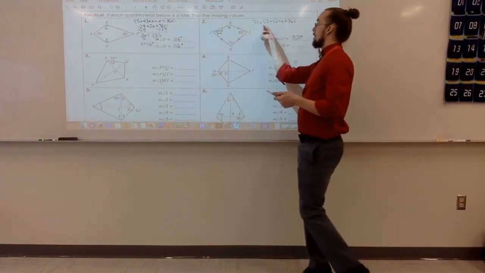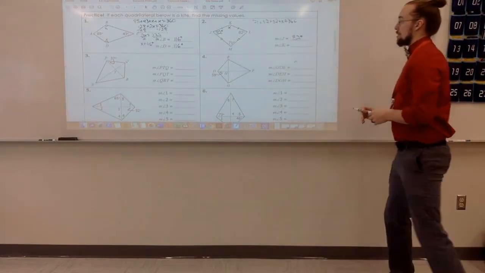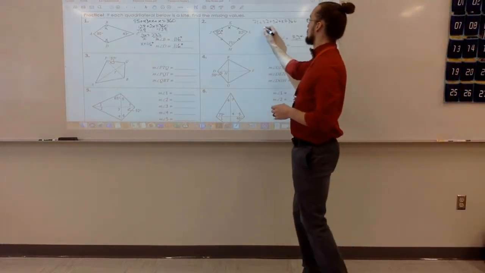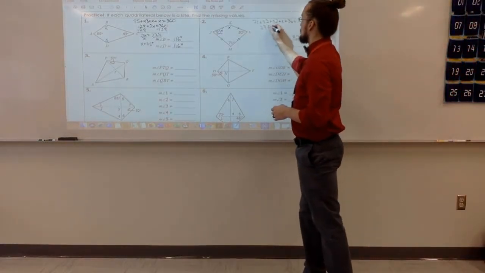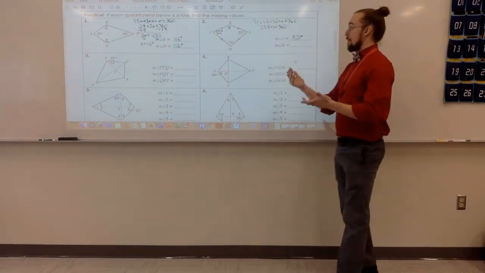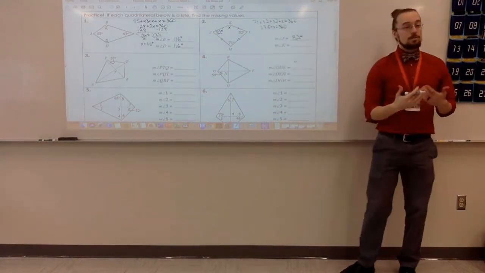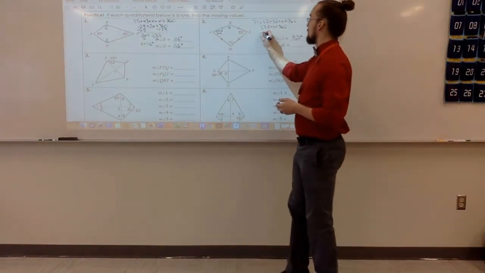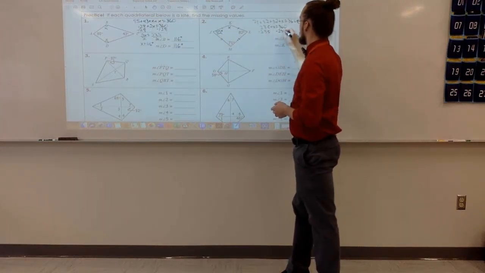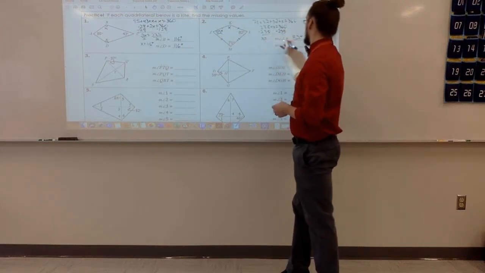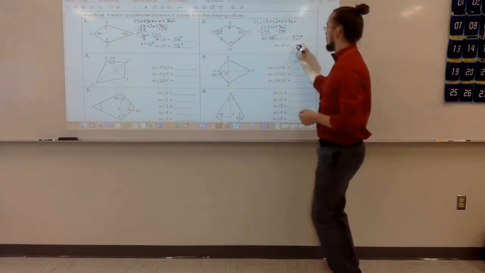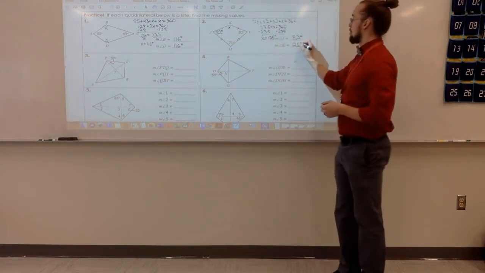Add all of these together. So what is that? 164. What is it? 235. So 235 plus x equals 360. Then all I need to do is subtract the 235 over, and we'll get 125. So angle K is 125.